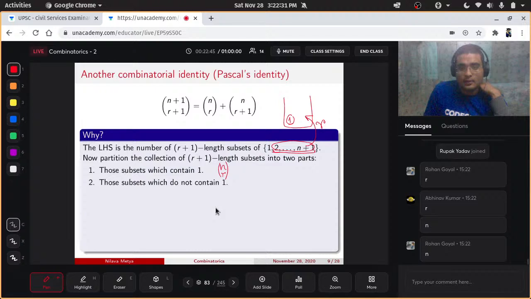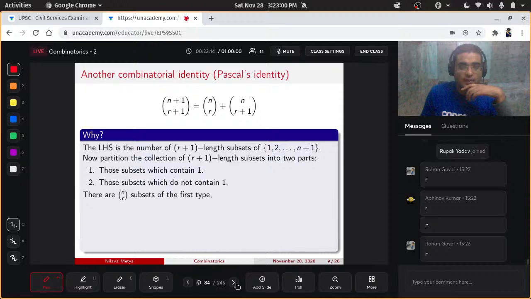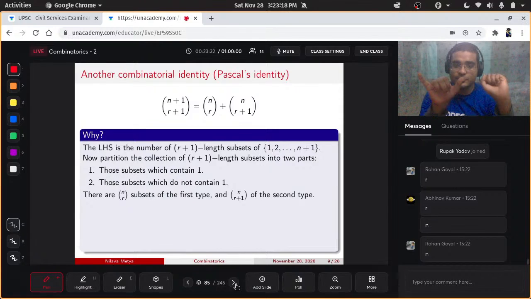Now, if those subsets do not contain 1, then this 1 is for sure not here. I still have n objects, but I need to pick out r plus 1 of them. So this makes it n choose r plus 1. So for the first type, there are n choose r subsets which contain 1, because from 2 to n plus 1 I have to pick out r. And for the second type, 1 will not be there, my feasible options are 2 to n plus 1, there are n of them, but I still need r plus 1 of them for my subset. So there is n choose r plus 1.